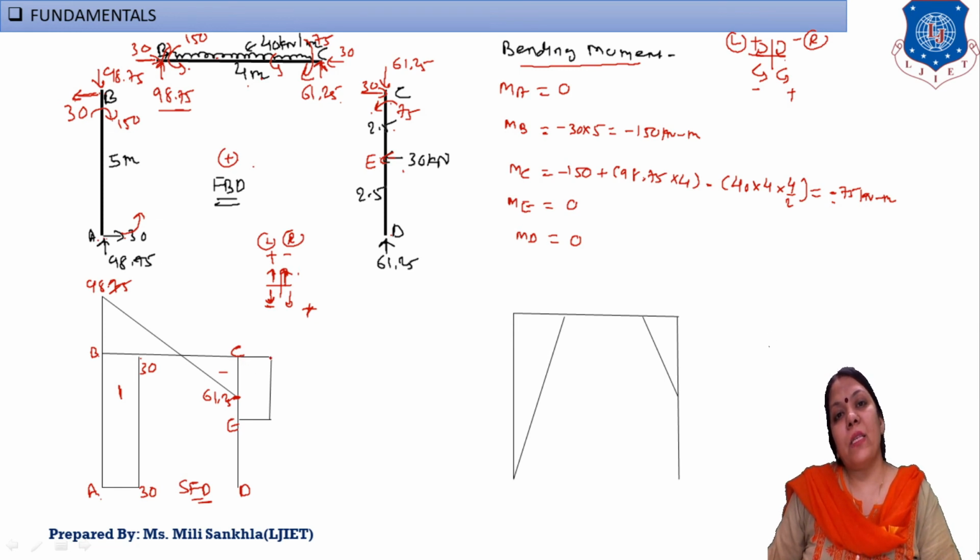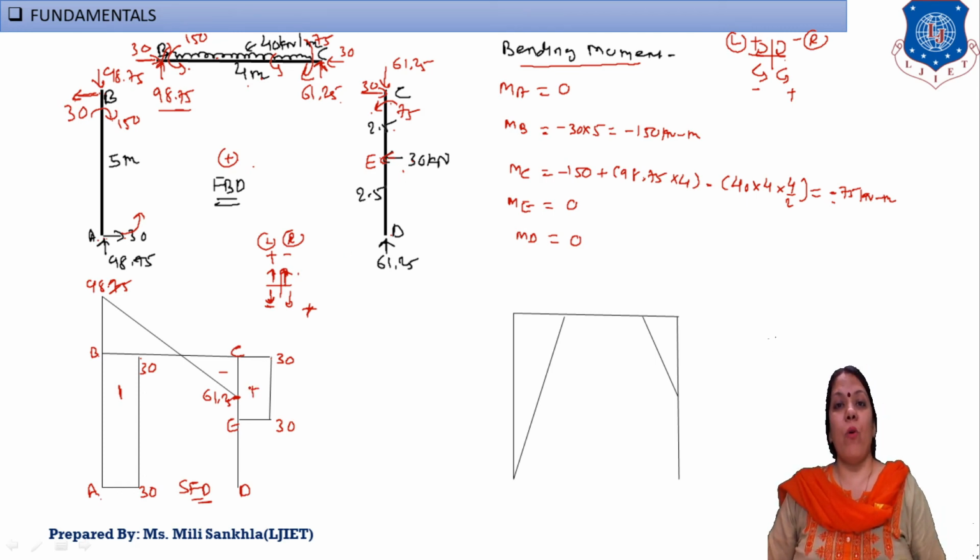Next from this point, this is our left side, and left side upward means positive. Okay, and this 30 value, and right side downward is again positive, this is also 30, and here a point load is given. That means our SF diagram is in the form of a box.